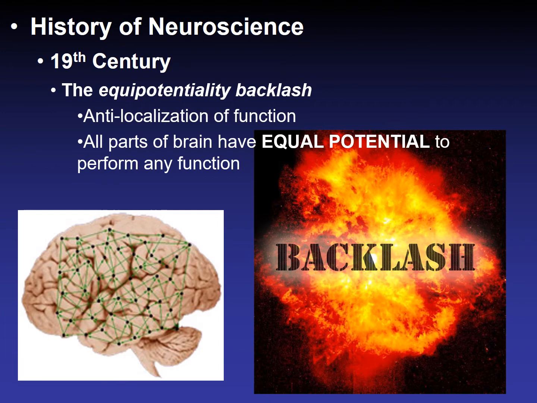So the frontal lobes, sure, maybe they're involved in planning and decision-making and higher-order thought, but no more so than, say, the occipital lobes or the thalamus or the cerebellum or the brainstem, that all of those parts of the brain had equal potential to perform any function. That is equipotentiality. And the curious thing is it really came in reaction to Gall and phrenology. It's often considered a knee-jerk reaction.